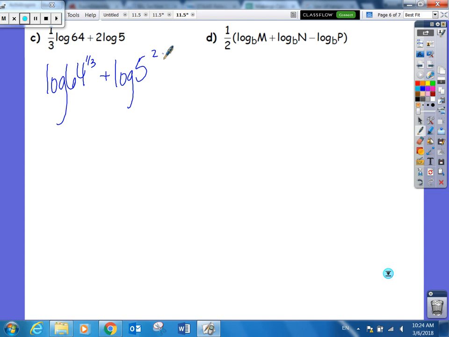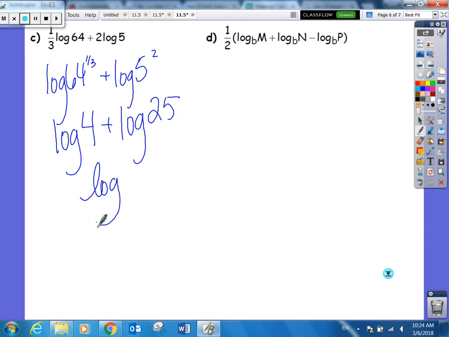So log of 64 to the 1/3 is log of 4 plus log of 5 squared is 25. Now we use that law number 1. 4 times 25 is 100. We do know what the log of 100 is. It is 2. 10 to the what equals 100? Or we just remember log of 10 is 1, 100 is 2, 1,000 because there's 3 zeros is 3, and so forth.